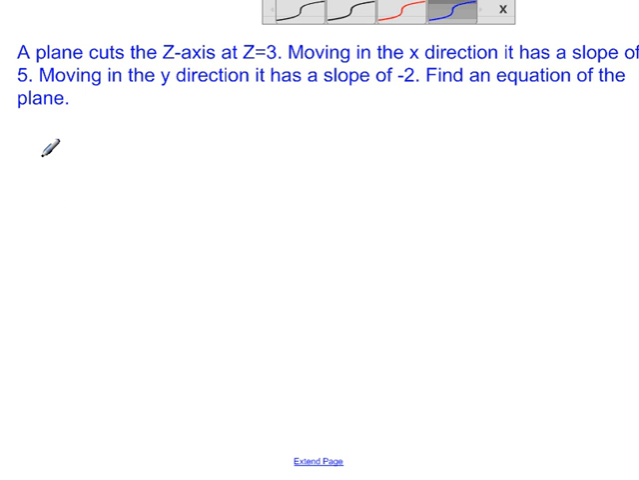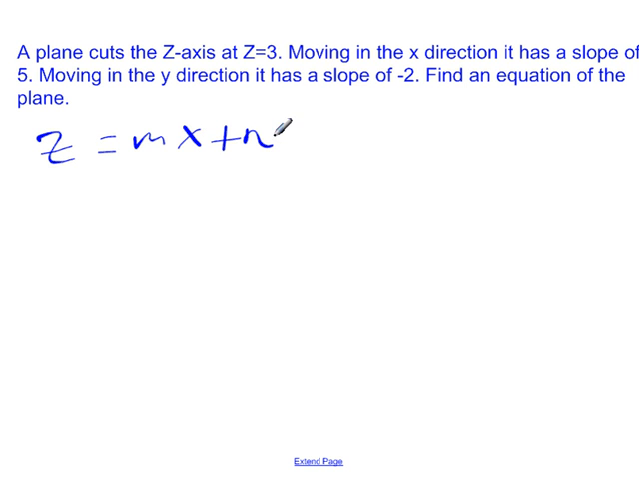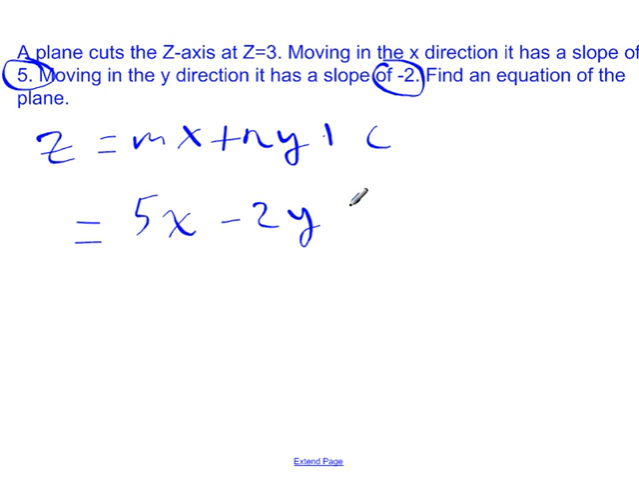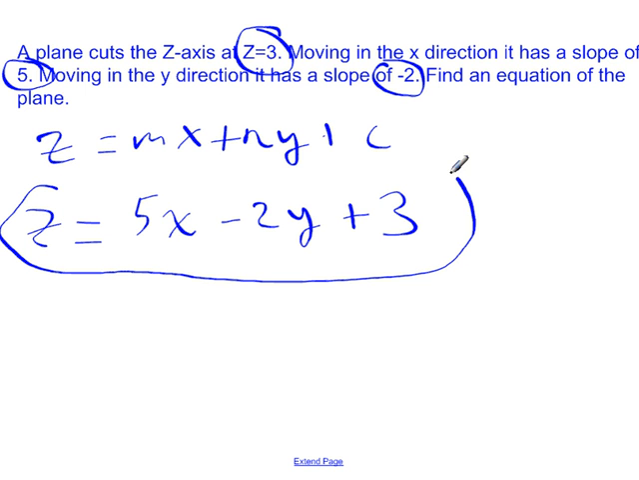All right, so we're just using the equation z equals mx plus ny plus c, where m is 5, n is -2, and c is 3. So here's my equation for z, and this creates a plane that has a z-intercept of 3. In the y direction, there's a negative slope, and in the x direction, a positive slope.